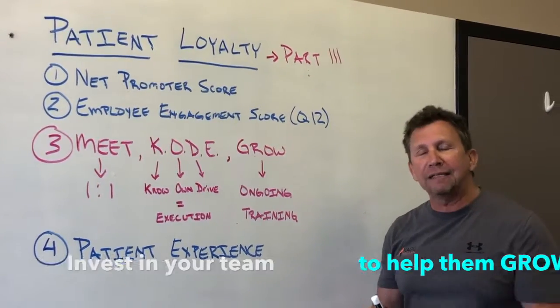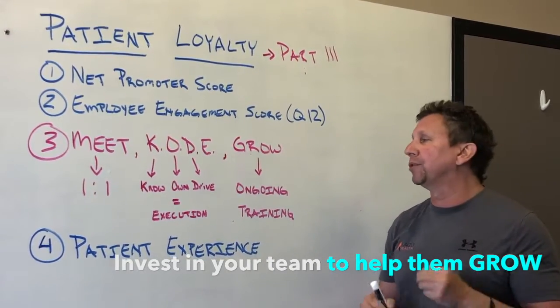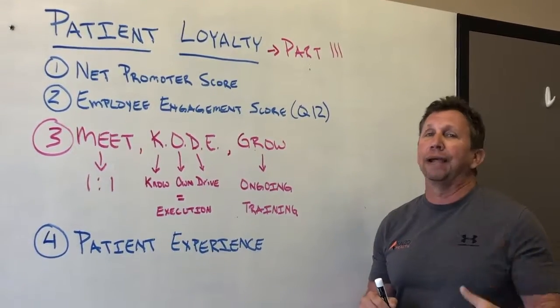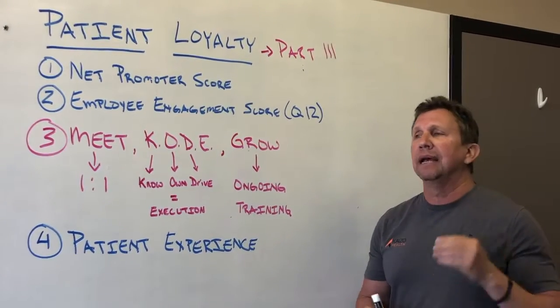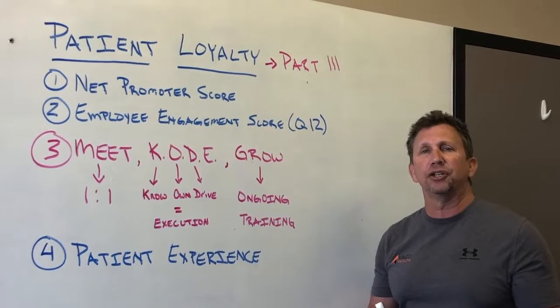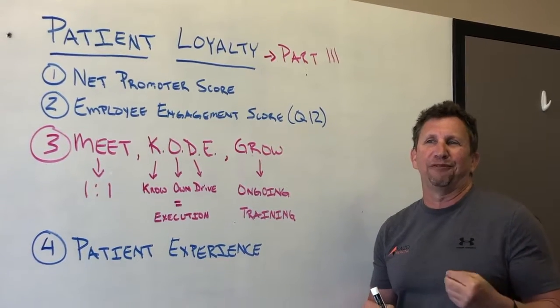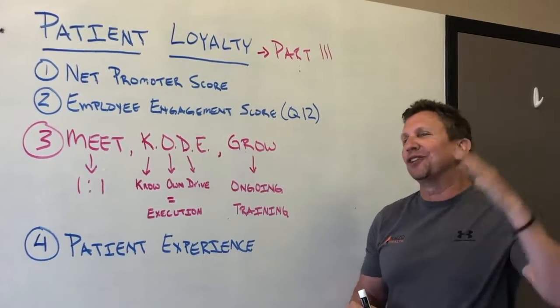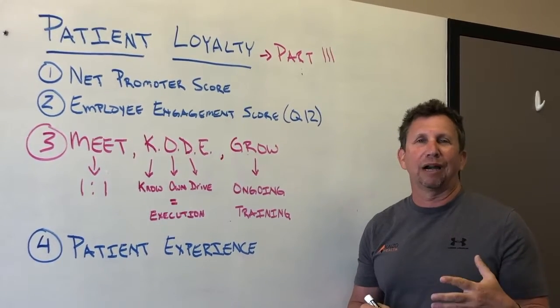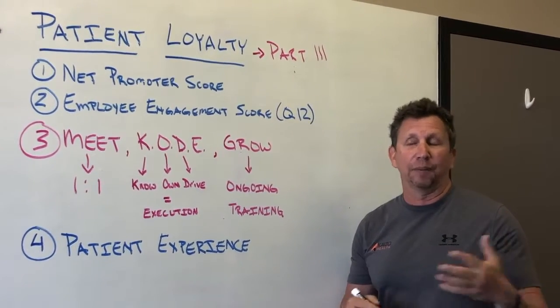And then the last piece of the employee engagement model is grow. It's about investing in your team to help them grow. Ongoing training is a regular part of what we do here at Kaizo Health. It's an important part of any strong organization. It also helps to ensure that people feel like you care about them.